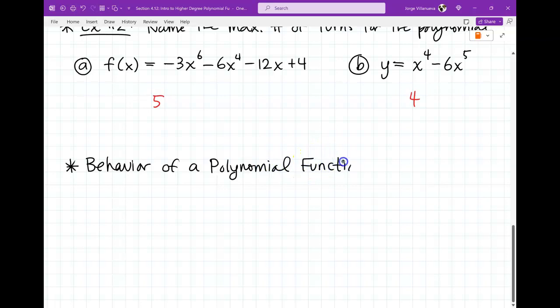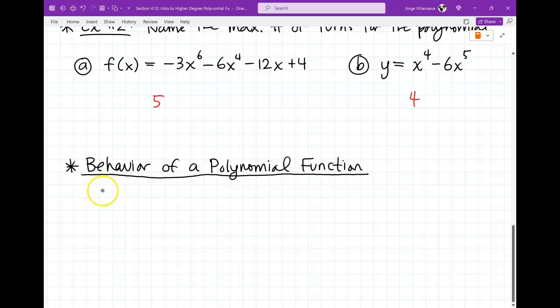Now it's defined in 2 sections: whether or not the degree is even or if it's odd. Okay, that depends a lot on what a function looks like. If it's even, the graph looks a certain way. If it's odd, it behaves a certain way. So there's 2 different ways. So I'm going to start off with even.